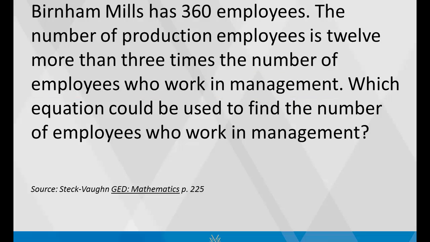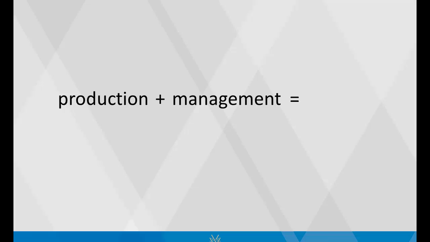According to the example, adding these 2 types of employees will give us 360 employees in all. So in words, we're going to express the information like this. Production plus management is equal to 360.